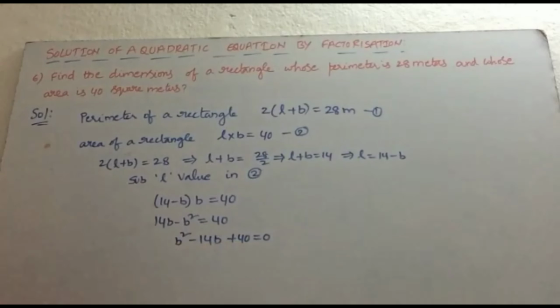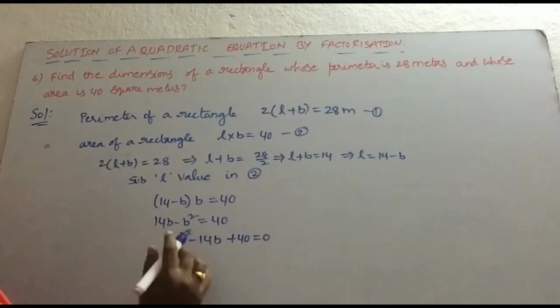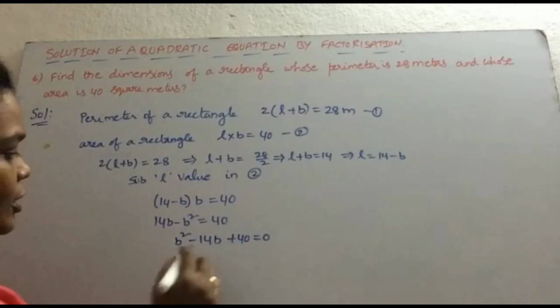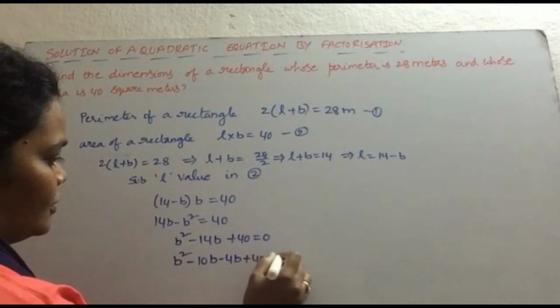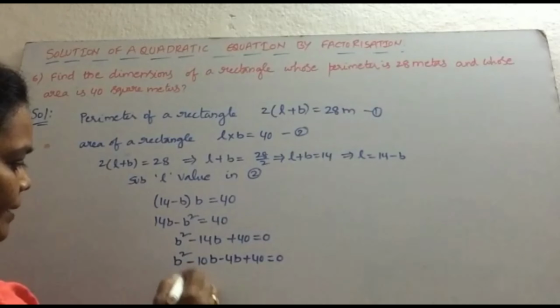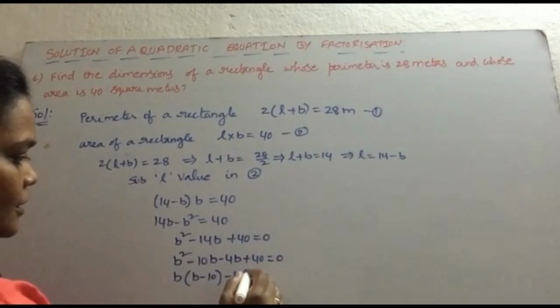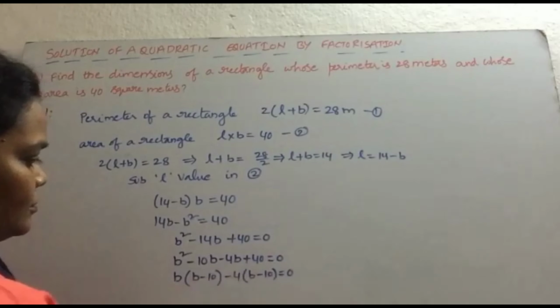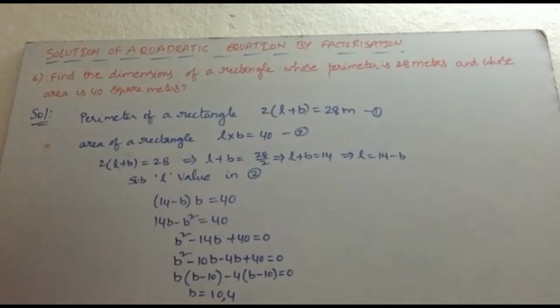What are the factors of 40? 4 tens are 40, 20 twos are 40. But here 10 plus 4 is 14, so we will take 10 fours are 40. So B square minus 10B minus 4B plus 40 equal to 0. In these two, B is common, so B minus 10, and in these two, minus 4 is common, so B minus 10 equal to 0. So B is equal to 10, 4.